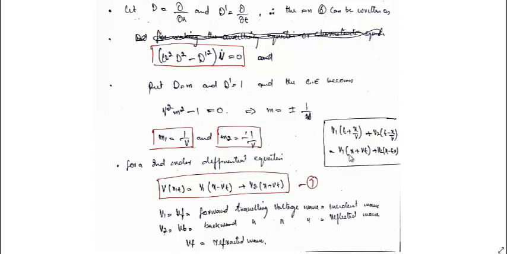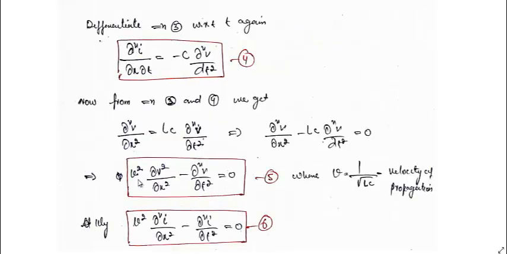Finally, the solution of this second order differential equation will be v1 of x minus tv plus v2 of x plus vt. This is the solution of this differential equation containing voltage, that is this whole equation.